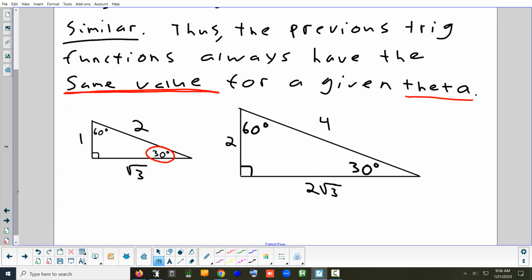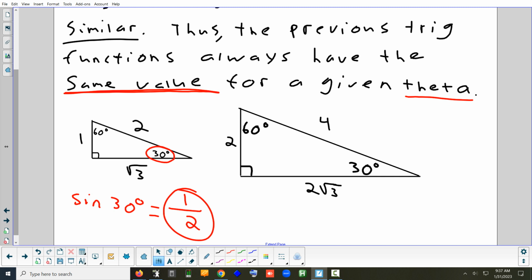What's the definition of sine? What two sides are we supposed to divide? Opposite over hypotenuse. Yep. So in the small triangle, what side is opposite the 30? Yep. 1. And what's the hypotenuse in the small triangle? 2. So there's the sine of 30 in the small triangle.